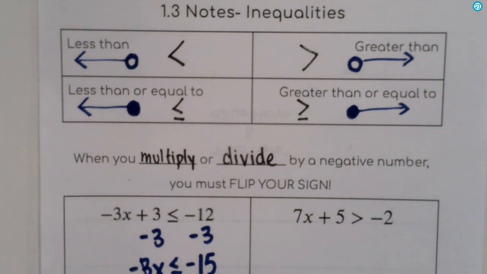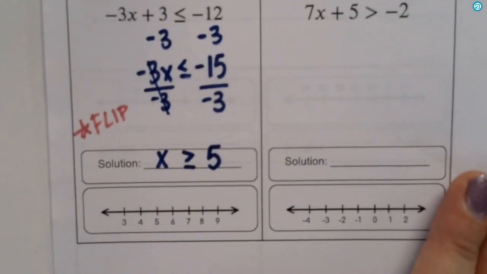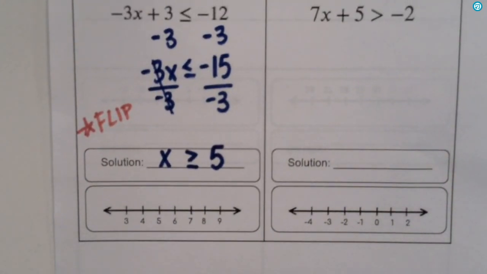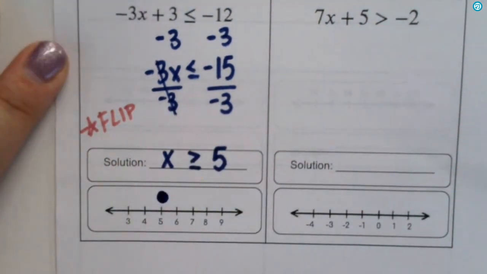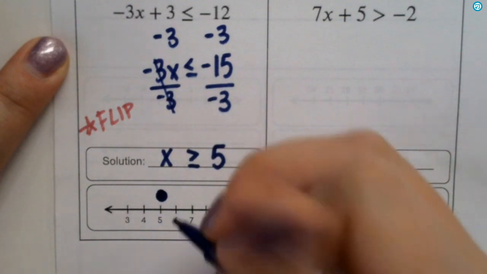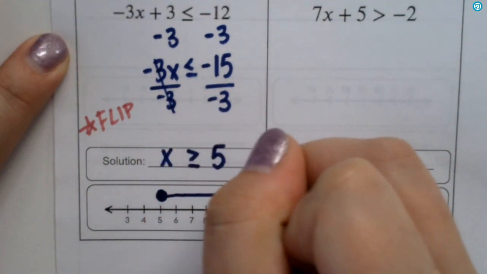Okay, now let's go back to our example and graph it. So we've got x is greater than or equal to 5. So we'll do a closed circle at 5. I like to do it right above the number line so I can see it nicely. And then greater than or equal to goes to the right.